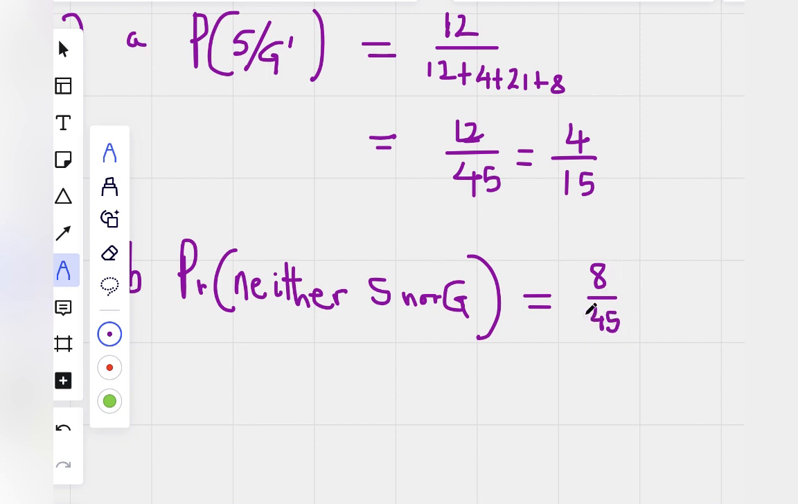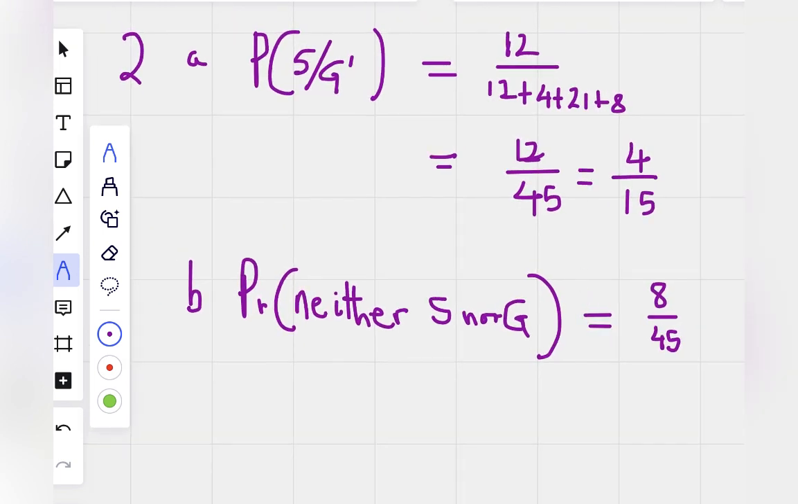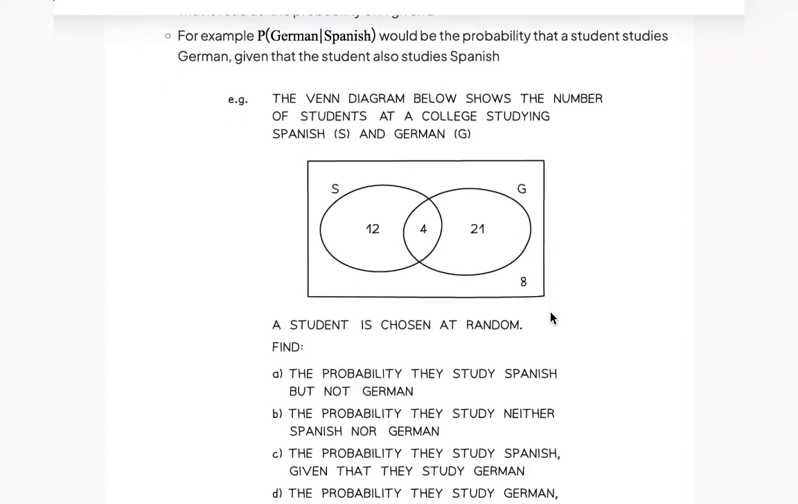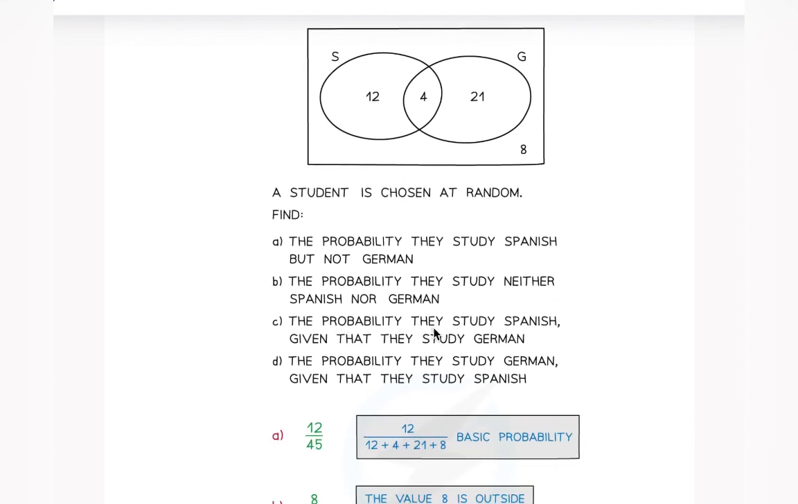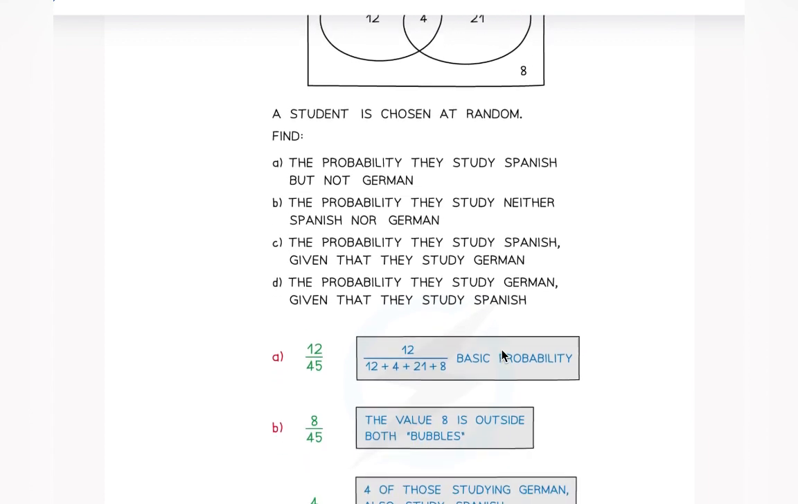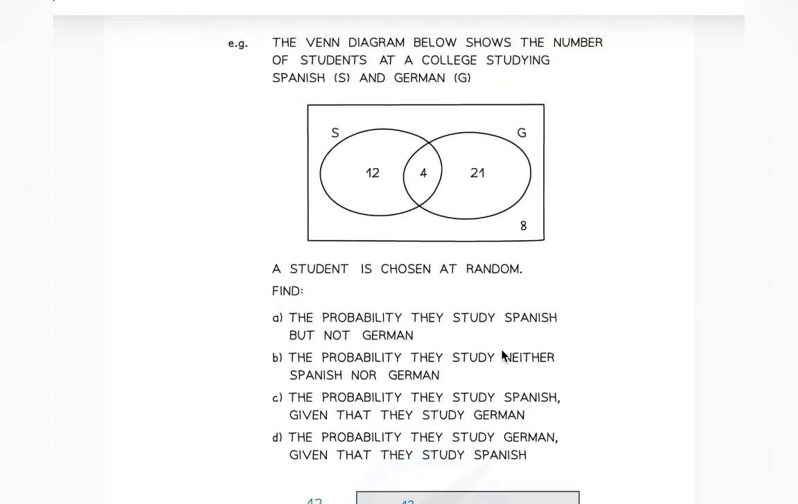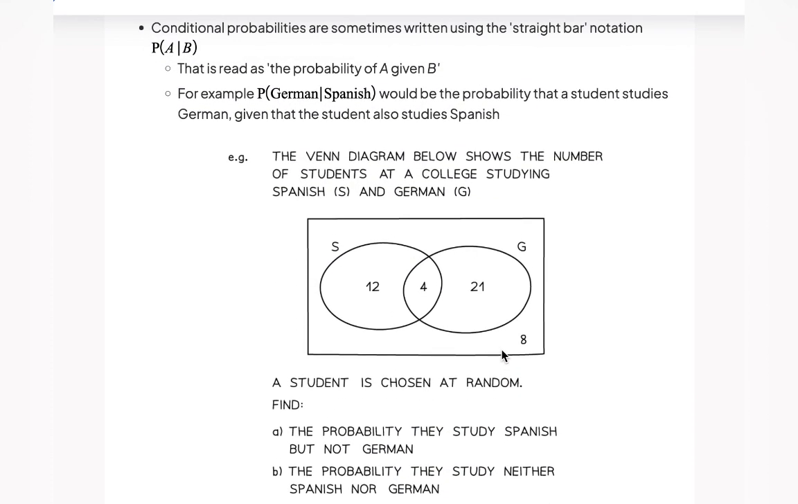Now we go to the C part of the question. What is it that they want us to do in the C part of the question? The probability that they study Spanish given that they study German. Here, this is a conditional probability. The probability that they study Spanish given that they study German is what is common to both of them. They study Spanish on the condition that they study German.